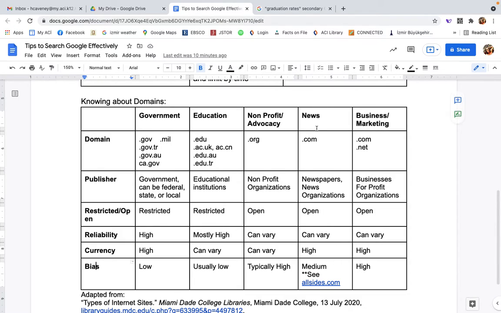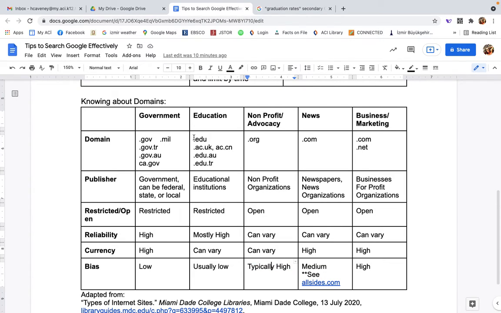So you need to pay attention. This might apply for news, for example, it says medium bias, but I would also refer you to check out allsides.com because some news outlets are on one side, some are on the other, and some are more central. It depends on the news outlet you're looking at. But notice this, nonprofit or advocacy .orgs, again, anybody can buy them, but the bias can be high. They're usually trying to promote something, so you want to just be aware of what their bias is.